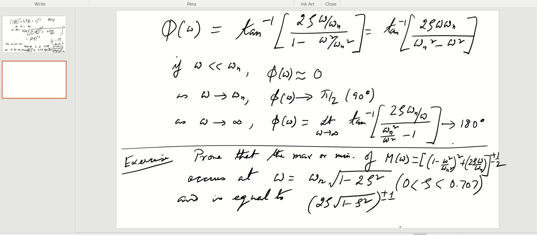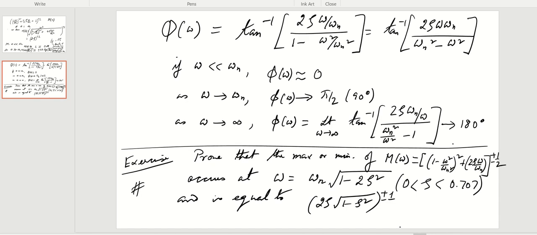So this is an exercise. We might put it in a tutorial sheet, but nevertheless you should definitely try this. It's not very difficult. You just have to differentiate this function once and verify. It's really quite straightforward, I must say.